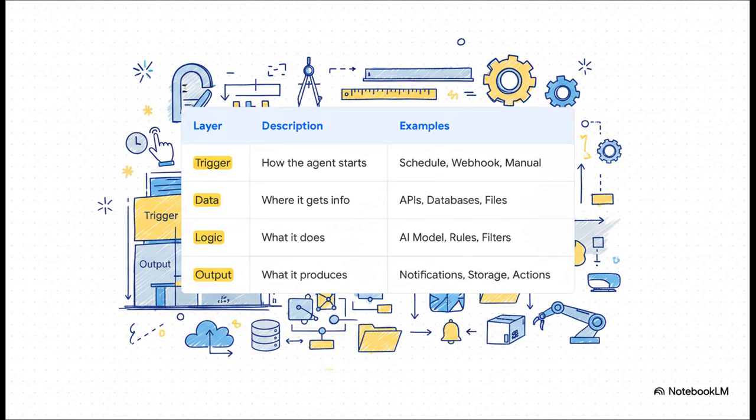And finally, the output. How does it deliver the goods? A notification, a file, some other action. See, it all fits together.